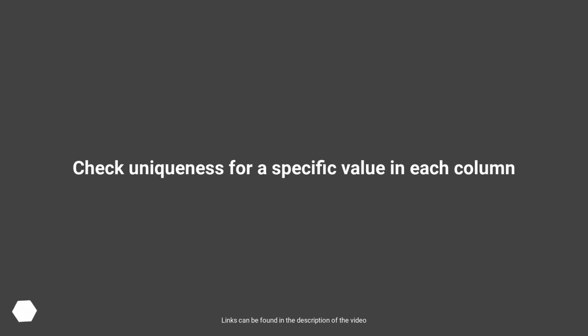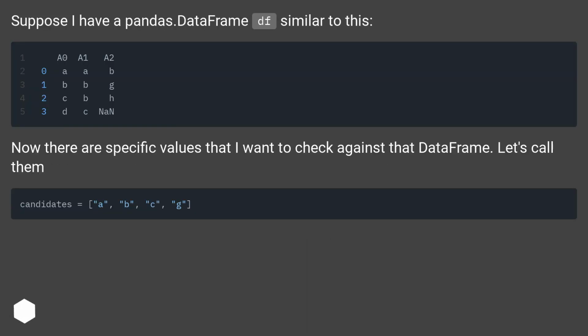Check uniqueness for a specific value in each column. Suppose I have a pandas DataFrame df similar to this. Now there are specific values that I want to check against that DataFrame. Let's call them candidates.